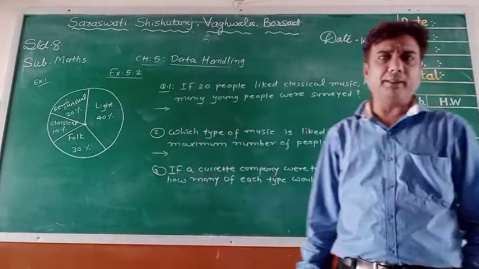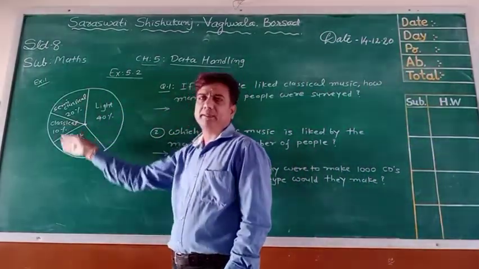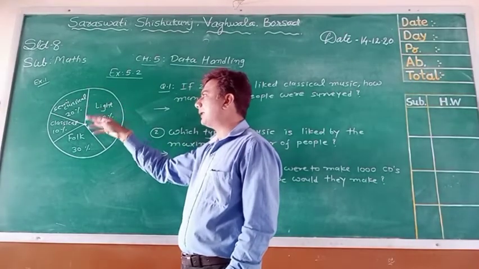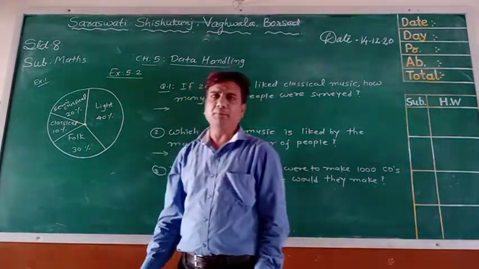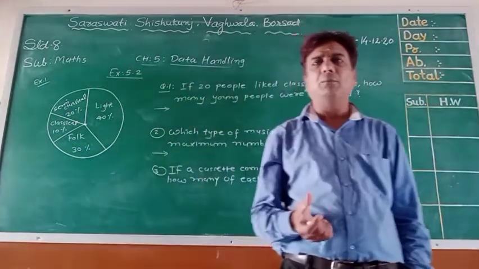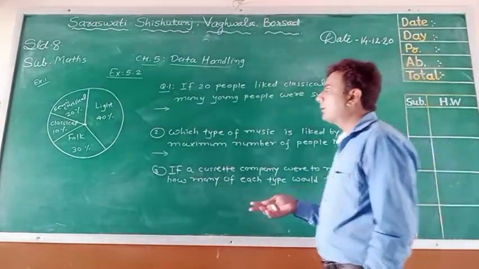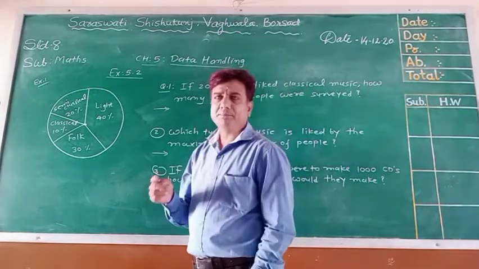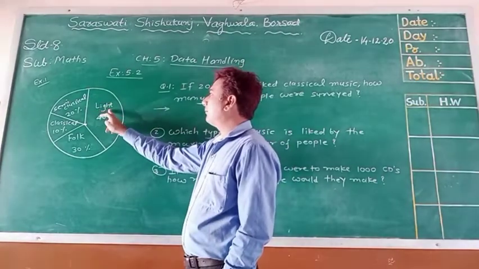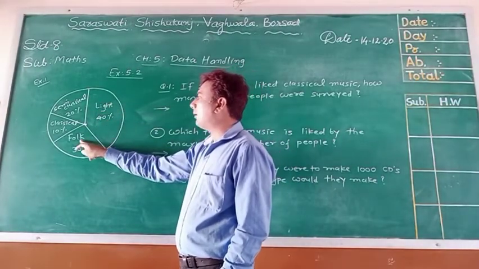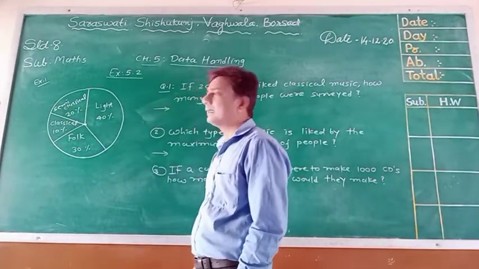So in this survey, these are all given in percent. The whole means 100%. From this 100%, there are a few parts: 40%, 30%, 10%, and 20%. We want to find how many people are in each part. Those we have to find here. So simply, we can observe how many people like each music: light music 40%, folk 30%, classical 10%, and semi-classical 20%.